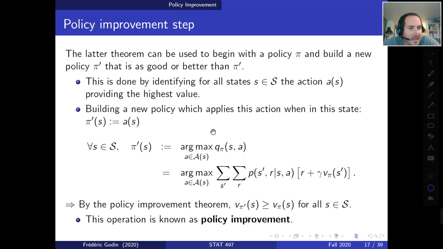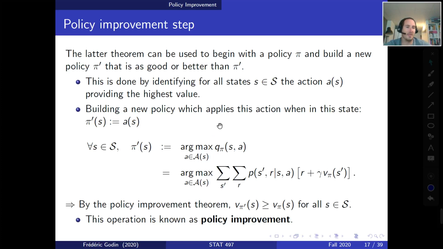For any state S, we can check the value of each possible action according to q pi, and if there are other actions that are more promising than the one currently used in our current policy, then we can design a new policy simply using these more promising actions. And according to the policy improvement theorem, this gives us a better policy, which has a value function that is greater or equal to the value function of our original policy.